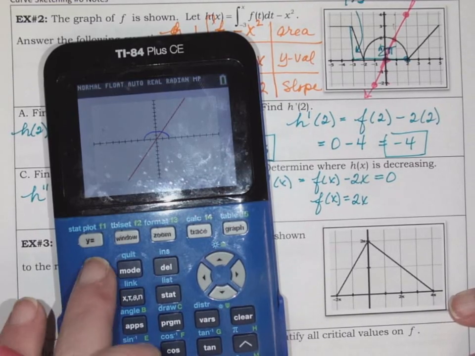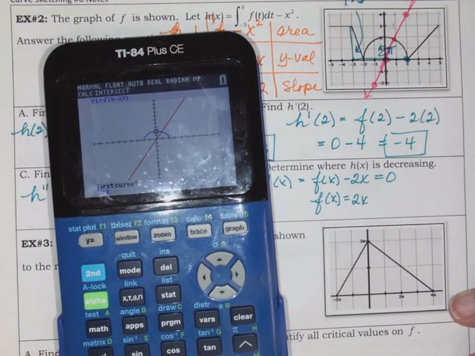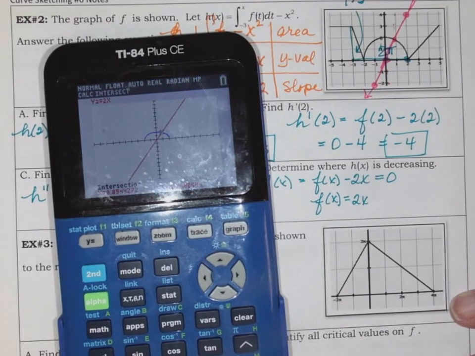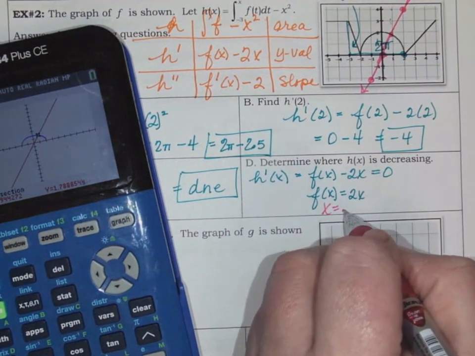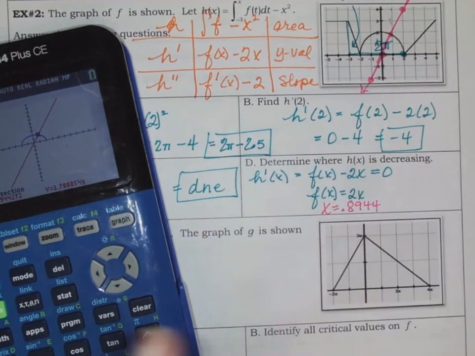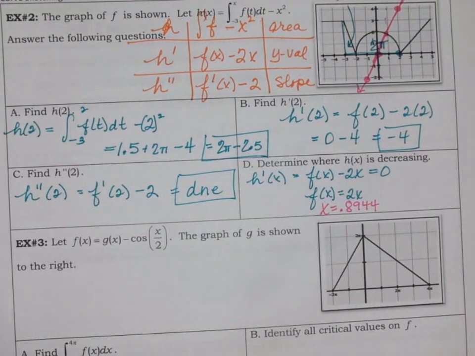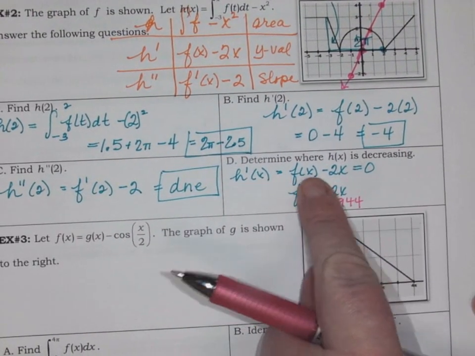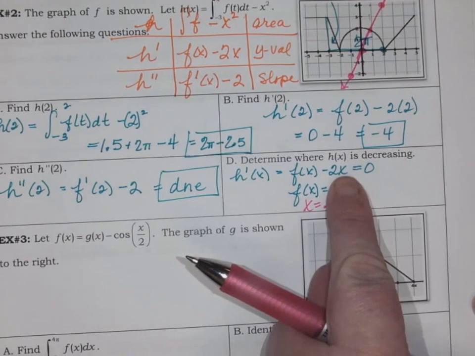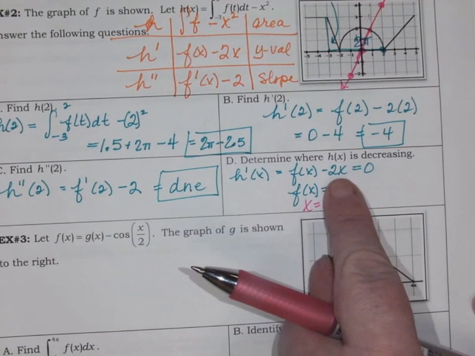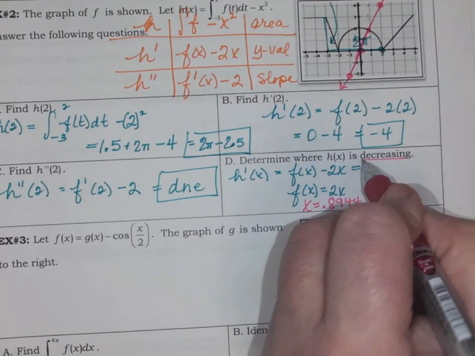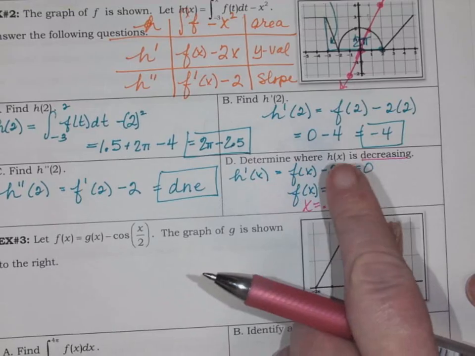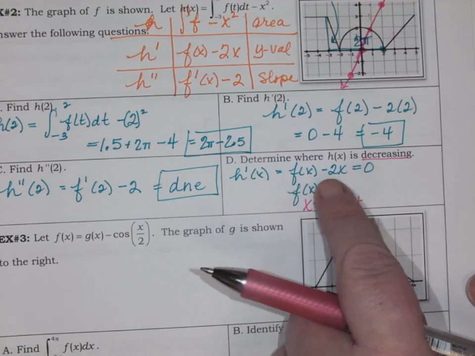Oh, good. Okay, so let's find that intersection point. So second trace 5, enter. And my intersection point is 0.8944. So this happens at x equals 0.8944. Okay, so remember when we're talking about this guy, when f is greater than 2x, our derivative is positive. When f is less than 2x, our derivative is negative because the negative 2x piece is bigger. So we want decreasing, so we want negative, so we want to know where f is smaller than 2x.